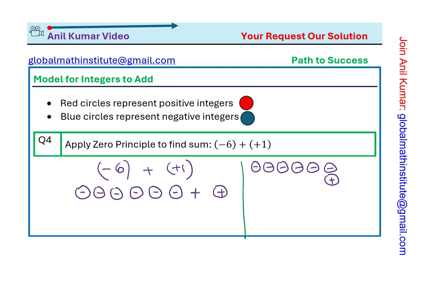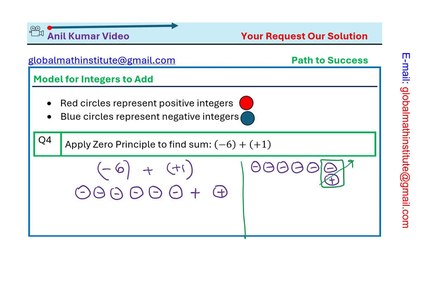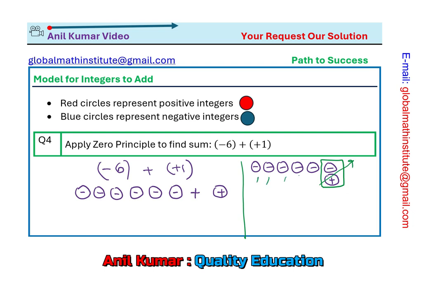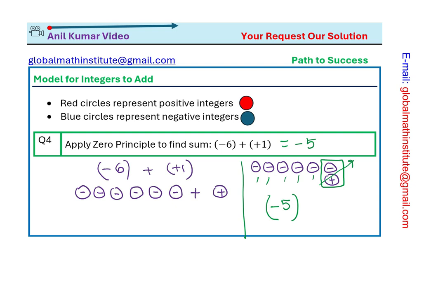The combination of one negative and one positive becomes 0, so it cancels out. We are left with 1, 2, 3, 4, 5 negatives. So 5 negative is what we have. That is the result. You get the idea. When you add negative 6 to plus 1, you get negative 5. It's very easy to use the concept of these counters to find the solution, and that is how we add integers using the model. Perfect. So I hope it is absolutely clear.